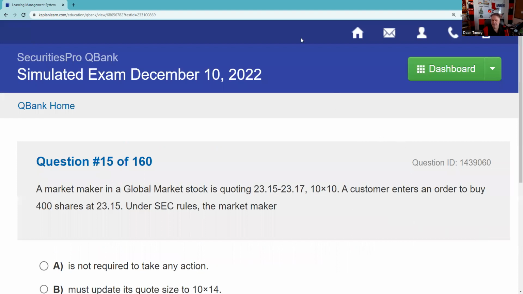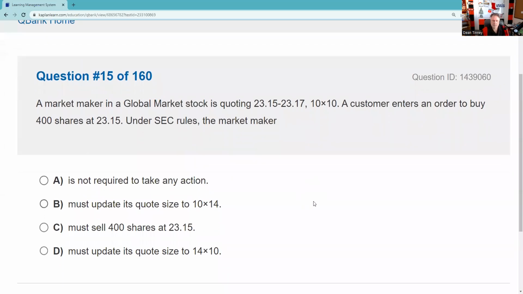Question 15. A market maker in a global market stock is quoting 23.15, 23.17, 10 by 10. I'll link to my lecture on this. I'm trying to bring this in a timely fashion, and it's already going to be a pretty long explication. These practice exams are long. My channel does long form content, so what can I tell you? But anyways, briefly, I'm willing to buy 10 round lots, 1,000 shares into my inventory at 23.15, and I'm willing to sell 1,000 shares out of my inventory at 23.17.